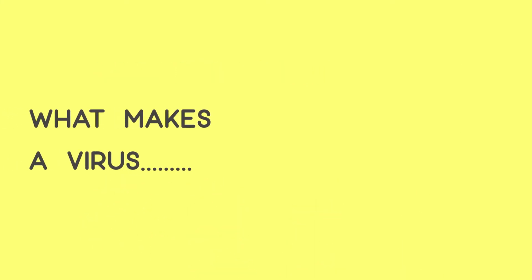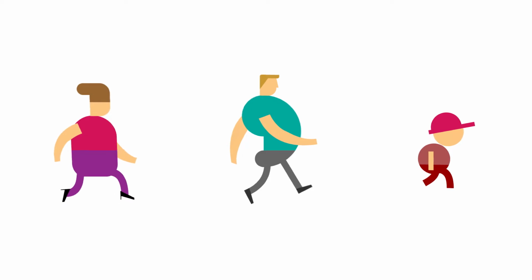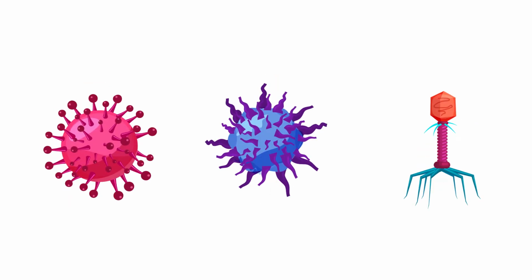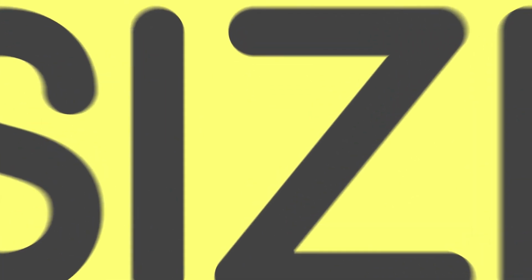In this video, we are going to look at what makes a virus a virus. So, viruses, like you and me, come in different shapes and sizes, which is known as different morphologies. But they do have a few common defining features, with the first being their size. Viruses are small, and I mean tiny.